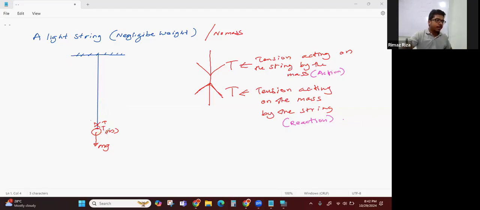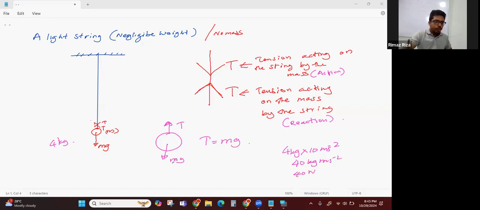So now if we consider this mass, capital M, simple M. If I consider only that mass, what are the forces acting on it? Mg vertically downward, and then it experiences a tension from the string. So that is T. If you consider the vertical equilibrium, T must equal mg. Suppose the mass is 4 kilogram. Multiply with 10 m s minus 2, so 4 kilogram into 10 m s minus 2, you get 40 kg m s minus 2, which is Newton, 40 Newton. So if the mass is 4 kilogram, the weight will be 40 Newton. Therefore, tension in the string also 40 Newton, right?